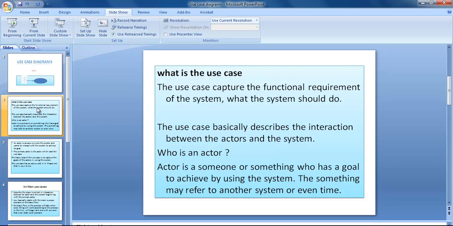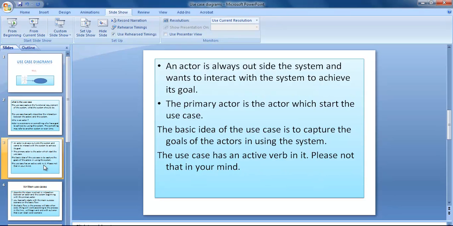Okay, now as we go further, who is an actor? Actor is someone or something who has a goal to achieve by using the system. The something may refer to another system or even time. Actor is someone or something that is outside the system and is trying to interact with the system to achieve the goals by using the system. Okay? Actor is always outside the system and wants to interact with the system to achieve its goals.